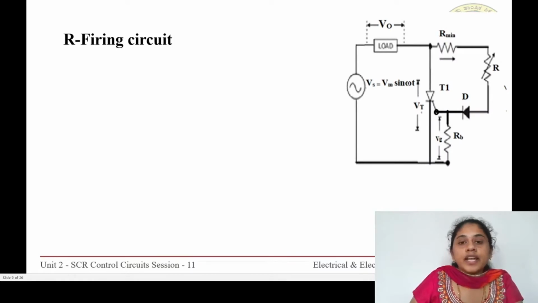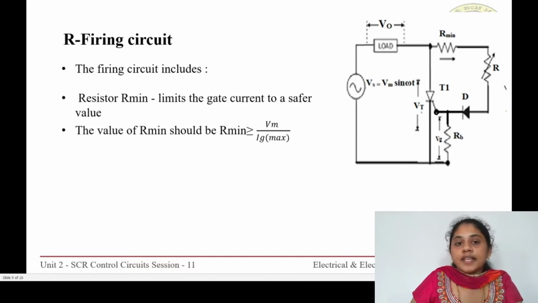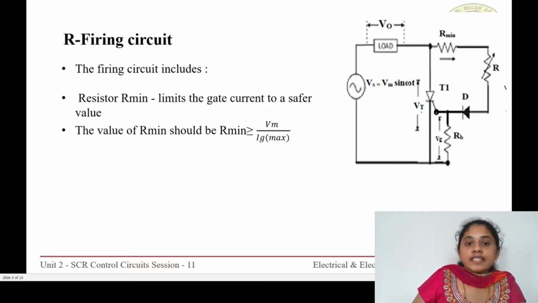Let us now study the control circuit components of the R firing circuit. It includes R minimum, the variable resistance R, diode D and resistance RB. First let us see why we need R minimum, that is the limiting resistor. The limiting resistor, as the name itself says, limits the gate current to a safer value. It limits the current flowing into the gate.